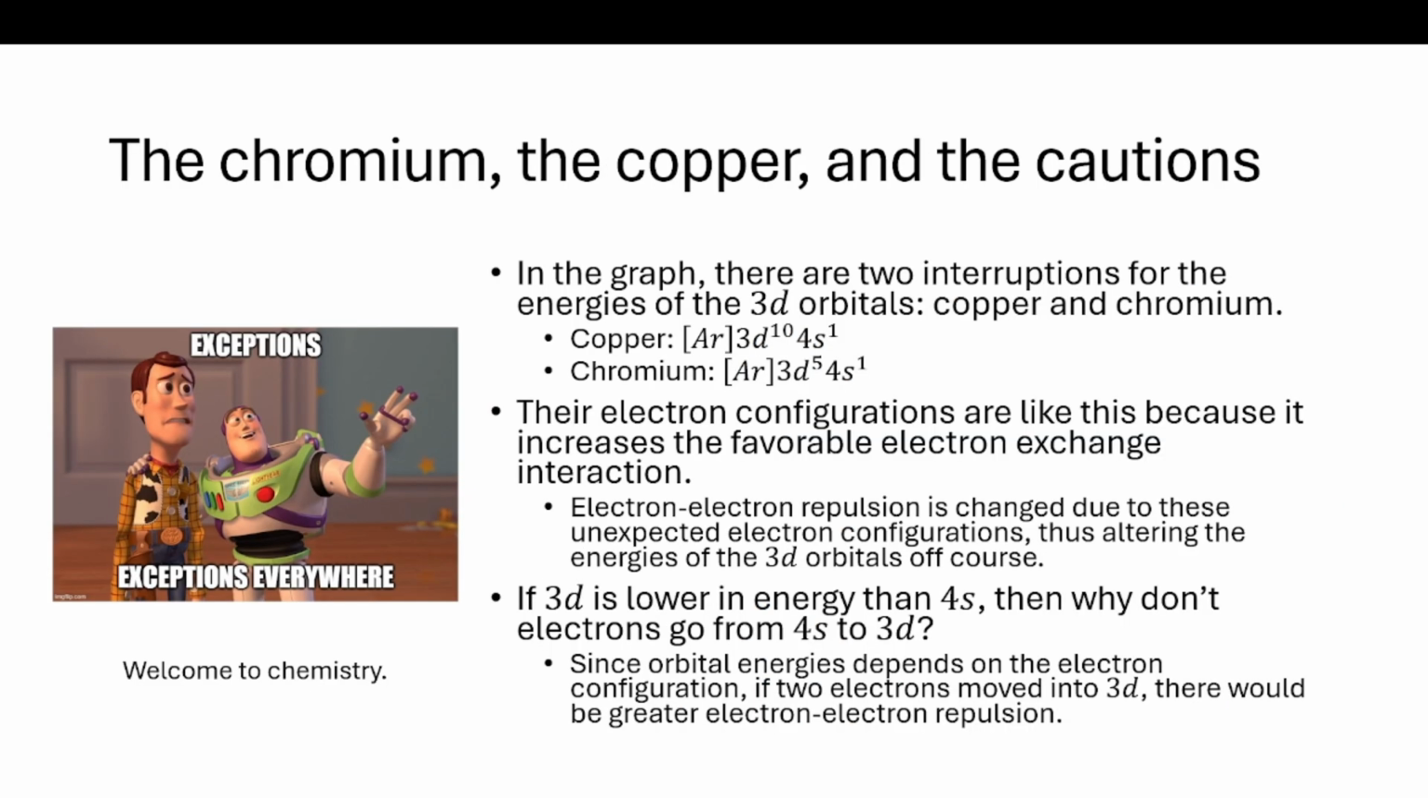Now, if 3D is lower in energy than 4s, then why don't electrons just go from 4s to 3D? I mean, it makes sense as everything in the universe wants to get to a lower energy. However, the issue is that if we had the two electrons from 4s move into 3D, then there would be greater electron-electron repulsion, meaning that energy is actually going to be higher. And of course, in the universe, we don't want higher energy. We want it to be lowered.